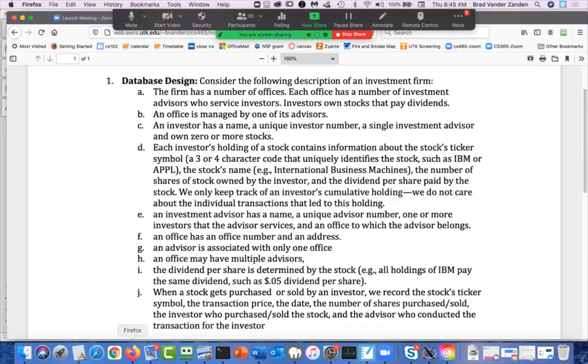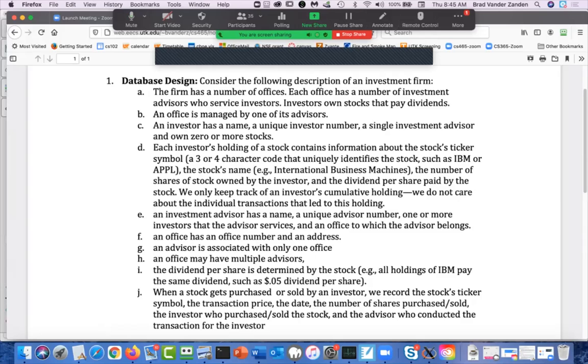Okay, so as you're reading through it, that's what you should be thinking to yourself: what is each sentence telling me? So we come through and we read, and it says, we have an investment firm. The firm has a number of offices, and here's the first trap. So many of you are going to want to say that a firm is an entity. It's not. It is what we are creating the database for. So in fact, firm is not an entity here.